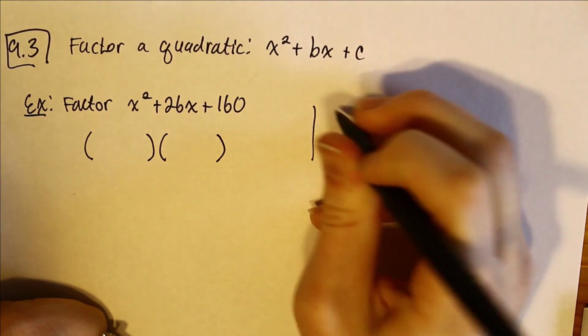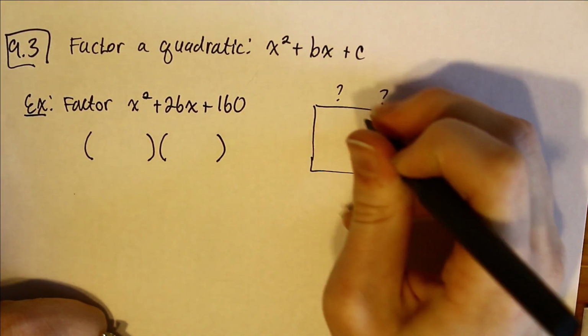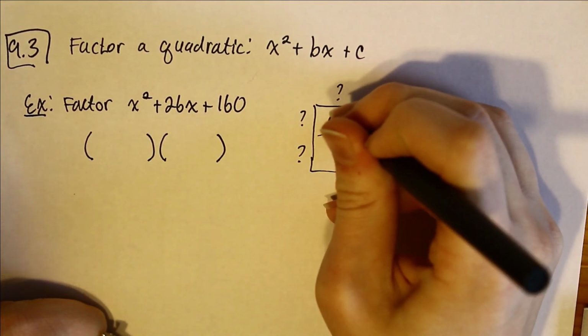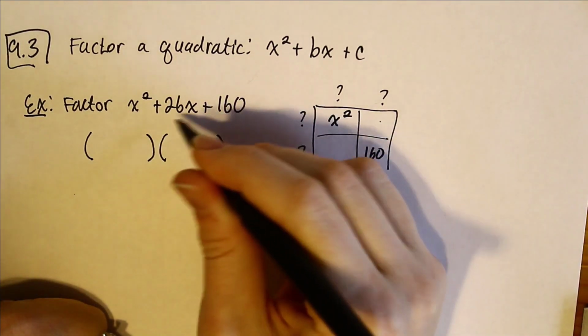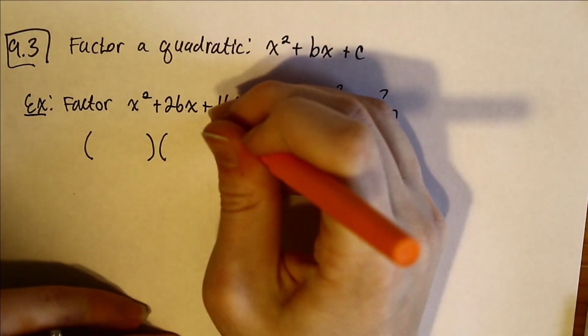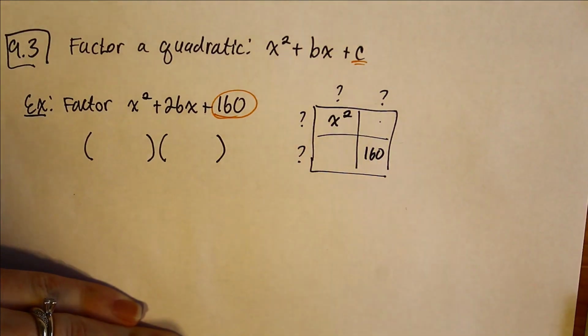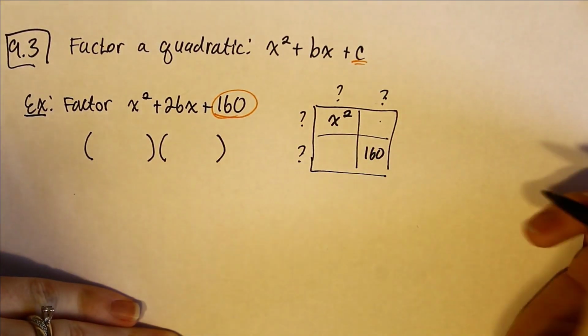So you can think about it like your box method here. So what went here, what went here, what went here, what went here, where we ended up with x squared, 160, and then somehow two numbers here that added up to 26. So what we generally do is we look at the c, the last number, and we figure out, well, what two numbers could we have multiplied together that gave us 160?